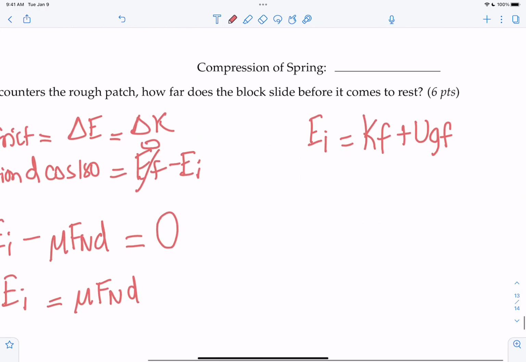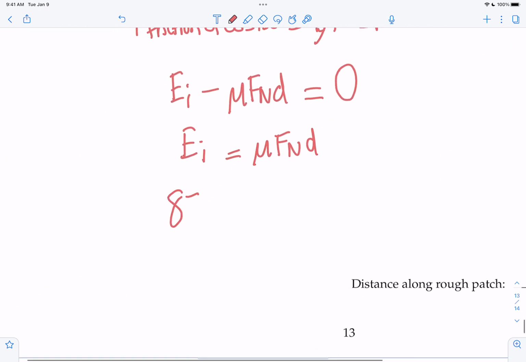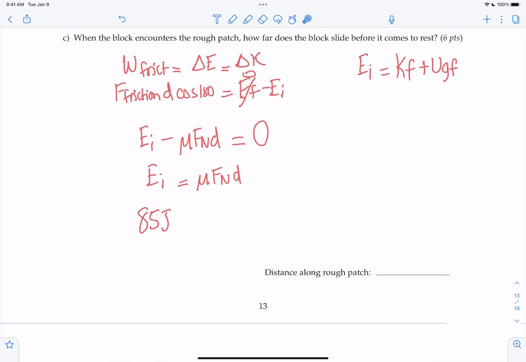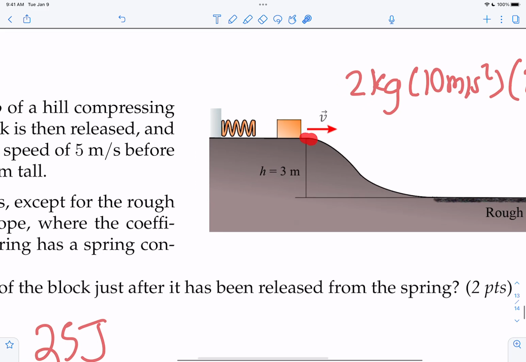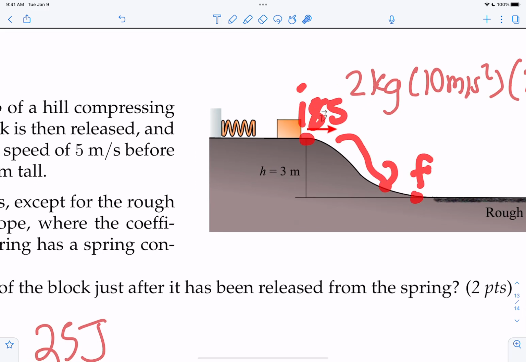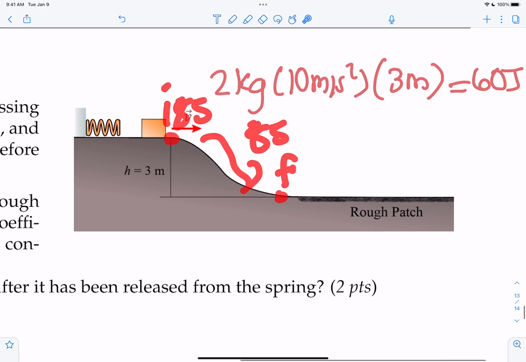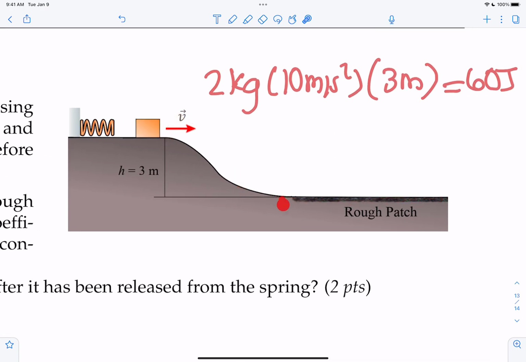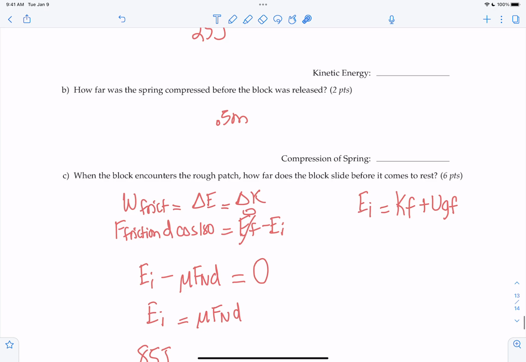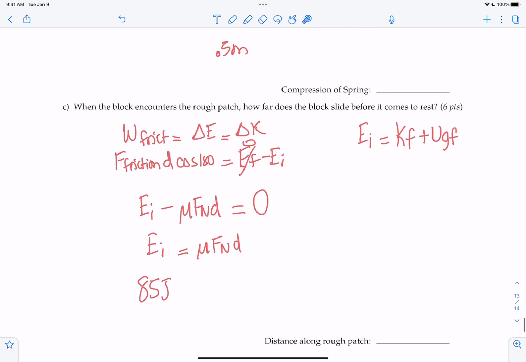So our initial then is 85 joules, because 85 joules at the top was our initial and this is our final. 85 joules here goes to 85 joules there. And then for this segment, our initial is 85 joules and our final would be 0 joules, because all of the work done by friction will detract 85 joules from the system and cause us to slow down.